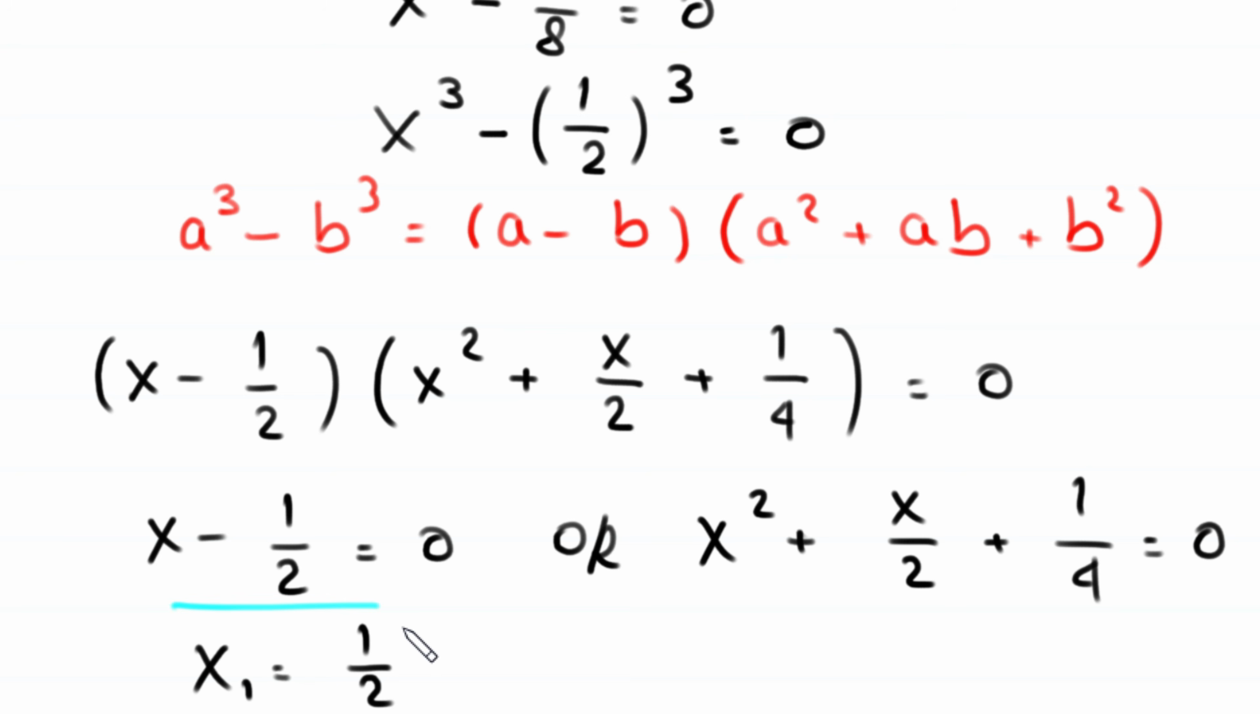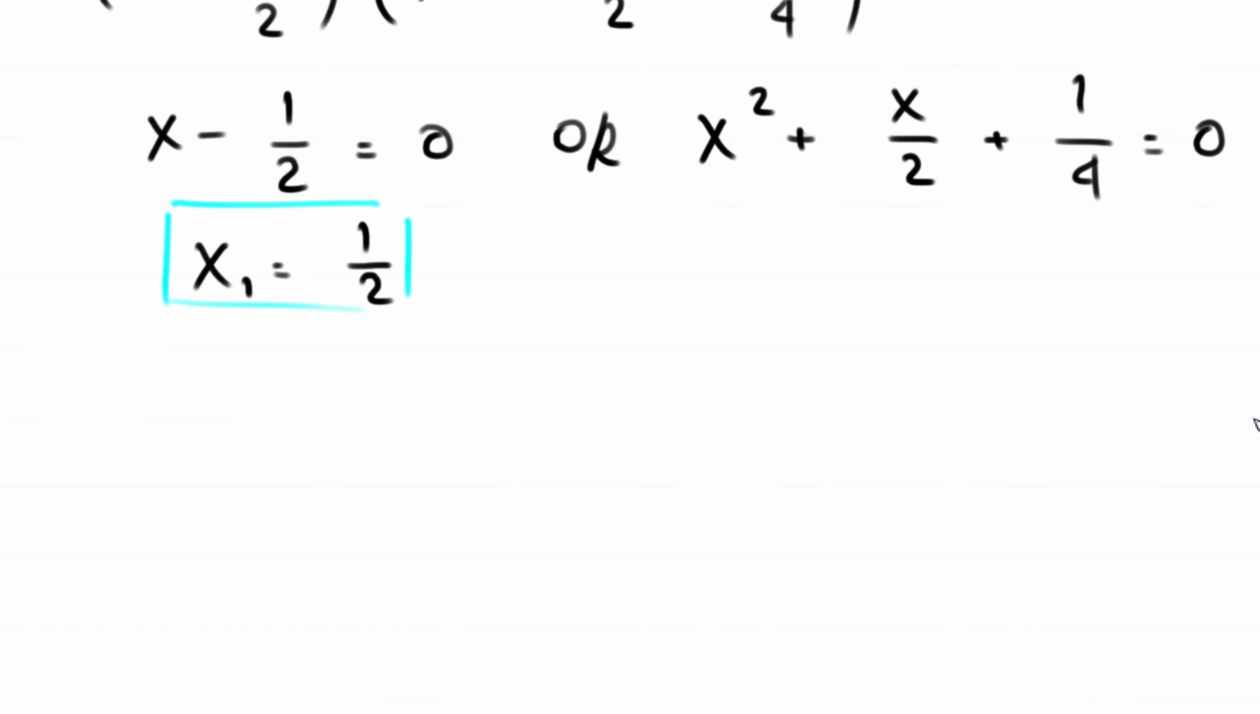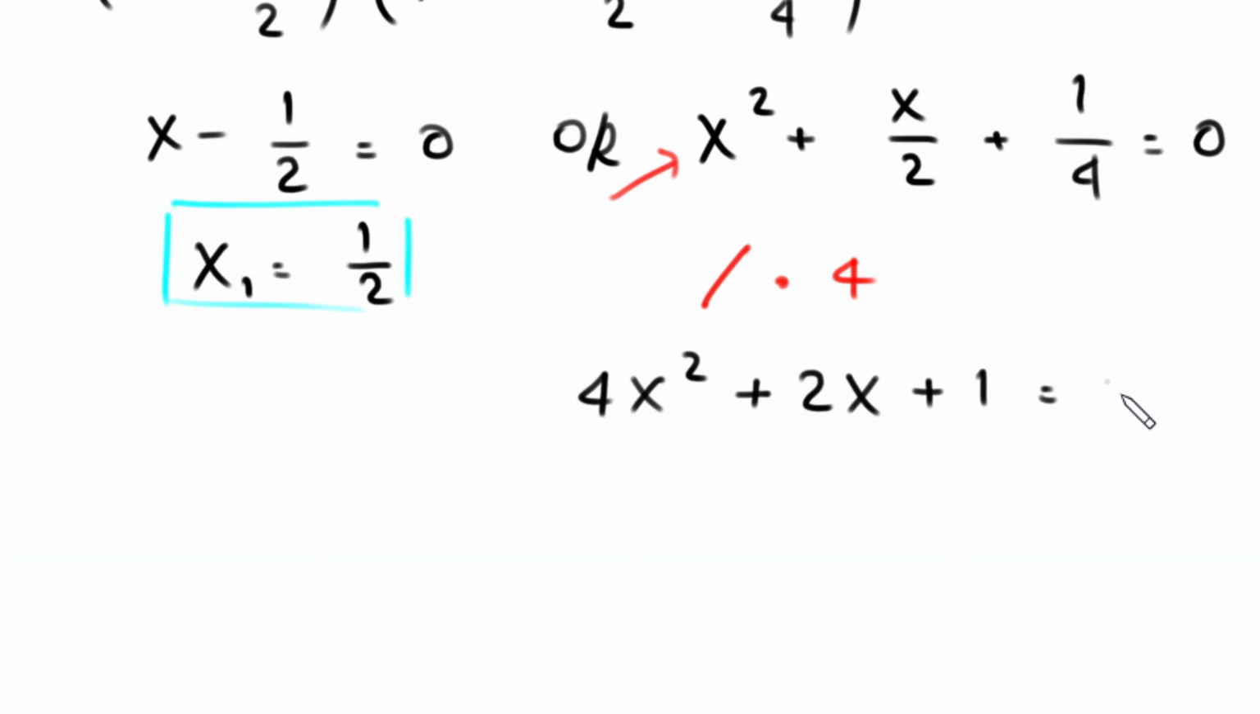This is the first solution of this equation. To find the other two solutions, we solve this quadratic equation. To remove fractions, we multiply the whole equation by 4. So 4 times x squared will become 4x squared, and 4 times x over 2 will become plus 2x, and 4 times 1 over 4 is plus 1, equals 0.